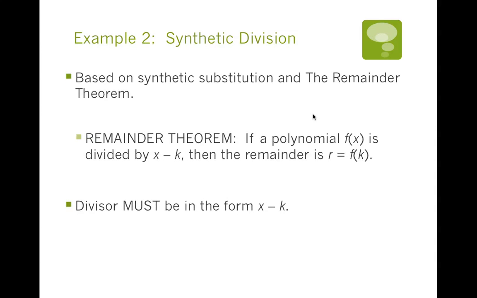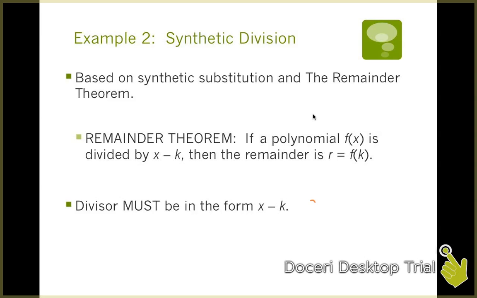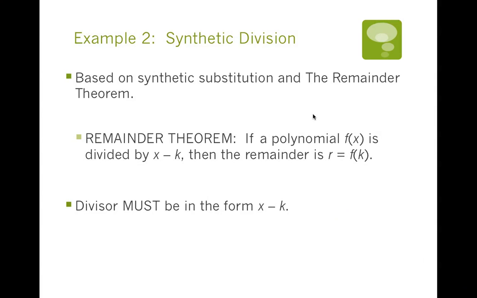The one thing that has to be true when you're doing synthetic division is that your divisor has to be in the form of x minus k. Now keep in mind that could mean x plus something, because then we could say that that something was negative. Okay, so x plus a number or x minus a number is fine, but we can't have any x squareds, we can't have any coefficients in front of x.